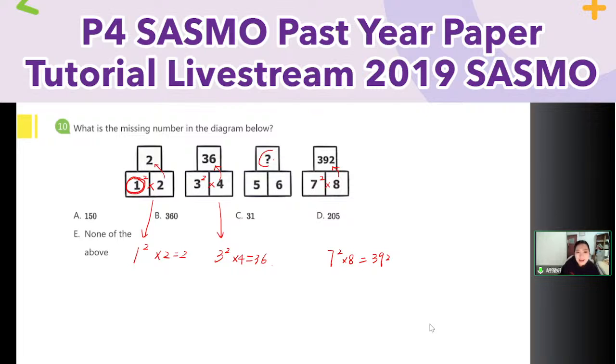So if you want to find the question mark, what is it? That's right. We should square 5 and then times 6, right? So 25 times 6, everyone. I'll give you some time to do the calculation. What's 25 times 6? Very well done. Yeah, it should be 150, right? So the answer should be 8.